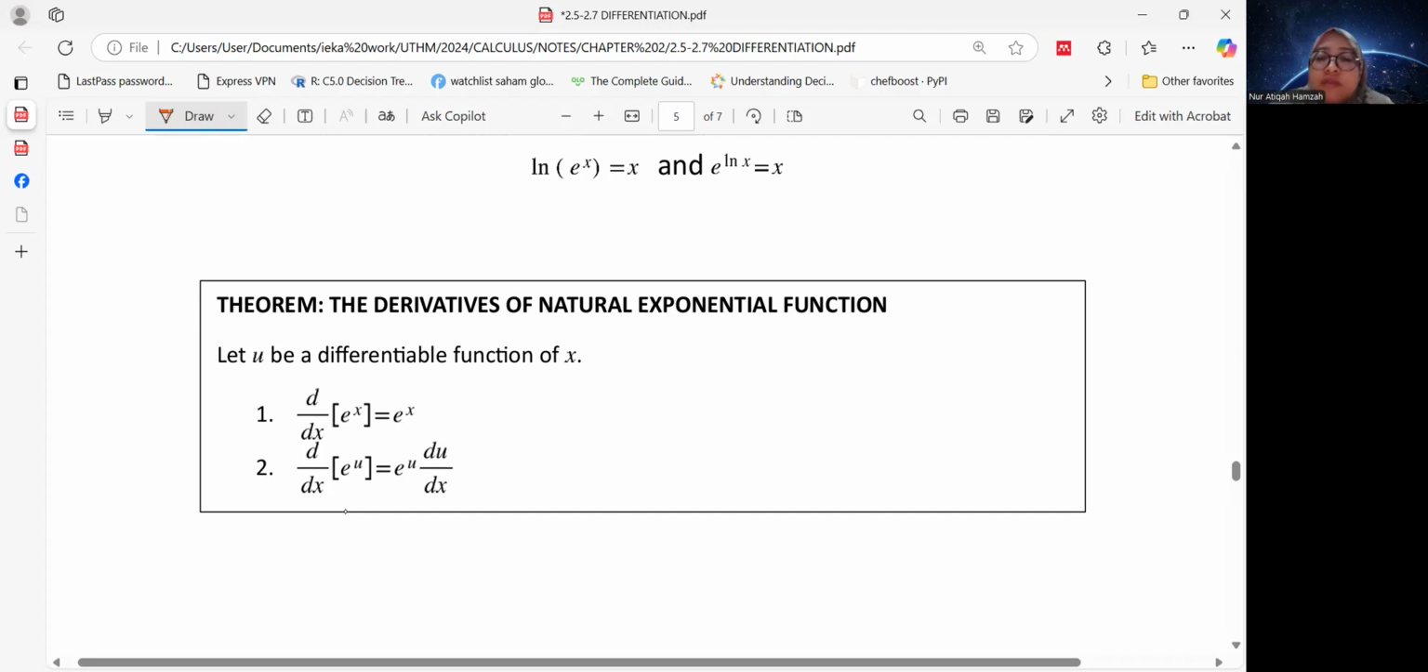The derivative of natural exponential function. We can let u be a differentiable function of x. So d over dx e to the x is equal to e to the x, exponential x, and then d over dx e to the power of u is equal to e to the u times du over dx. Maksudnya bila dia punya power dia tu bukan x, tapi something x plus 1, x plus 5, etc. So you have to differentiate the power itself.